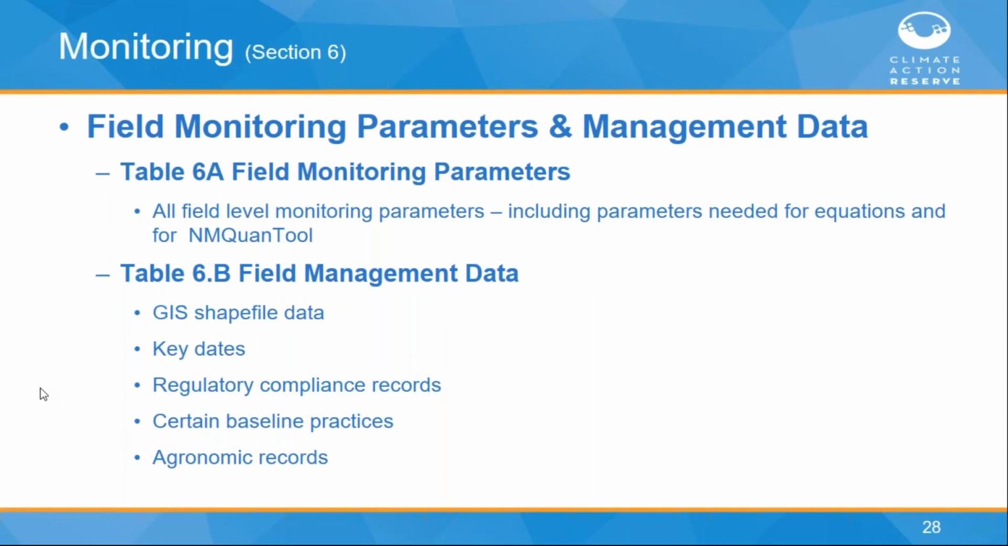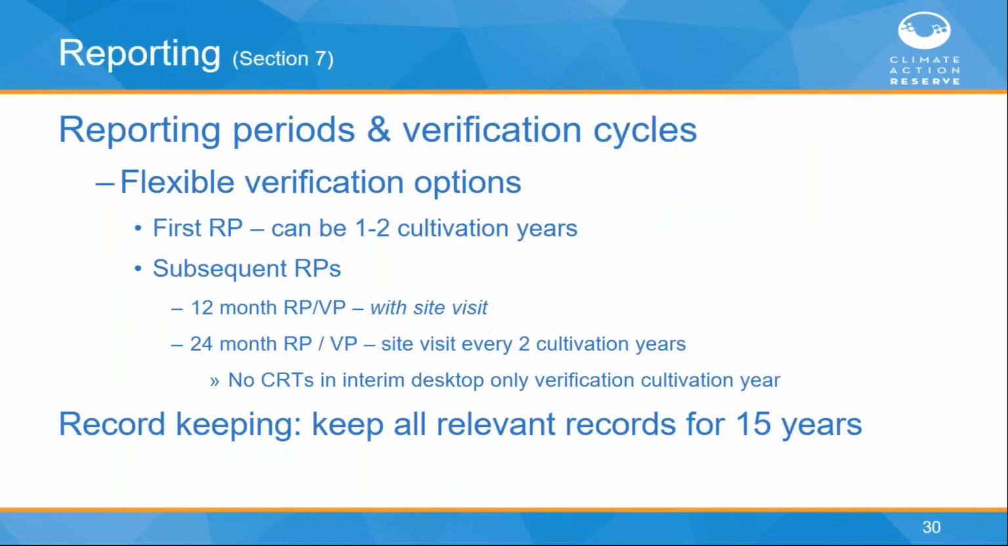Other than that, we'll need growers to provide records of practice or activity implementation. The slides look a bit frozen. Here we go. Reporting. A lot of the changes here add flexibility associated with the reporting periods and verification cycles. The initial reporting period can now be up to 2 cultivation years, and we have changed our flexibility with site visits. Traditionally we had mandated that all projects must require a site visit. That's no longer the case.